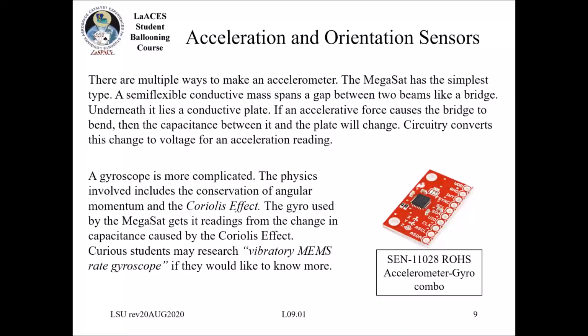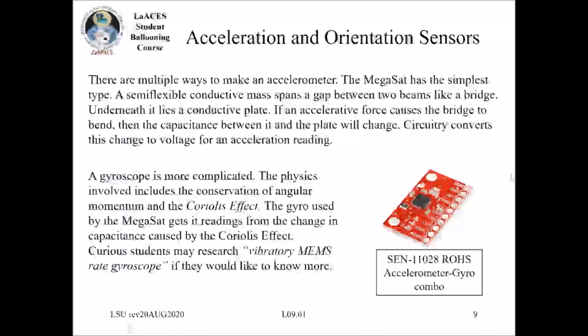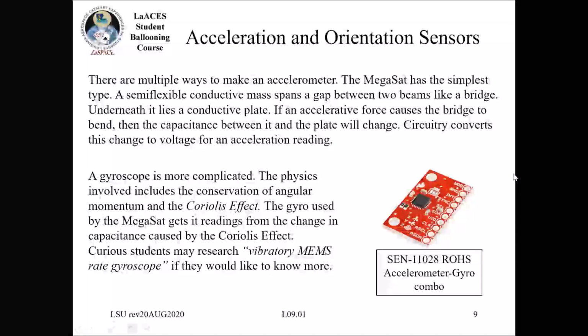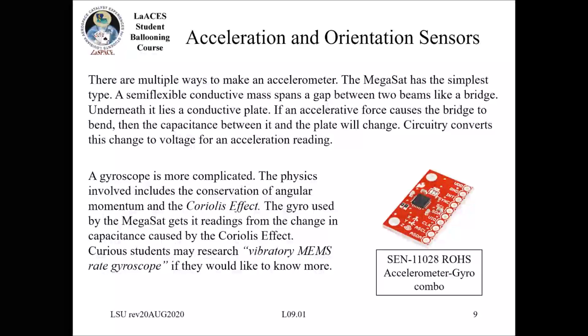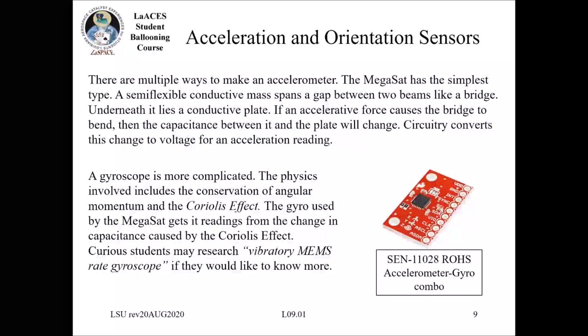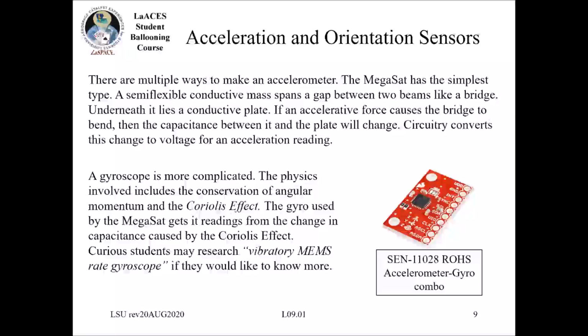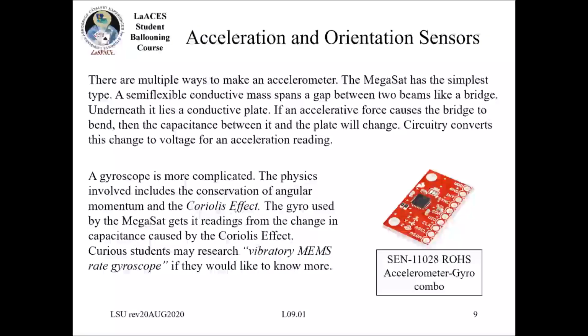It's a bit of a complicated device. I highly recommend that if you want to learn a bit more about how it works, you read into the data sheet. But briefly, there is a small conductive mass that spans a couple of beams like a bridge, with a conductive plane underneath. Any acceleration force causes that bridge to bend, and so the capacitance changes, and then you're able to measure a change in voltage and get an acceleration reading from this. This is particularly for this kind of accelerometer.